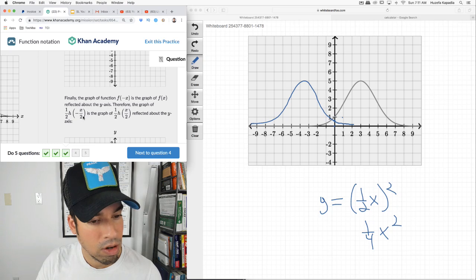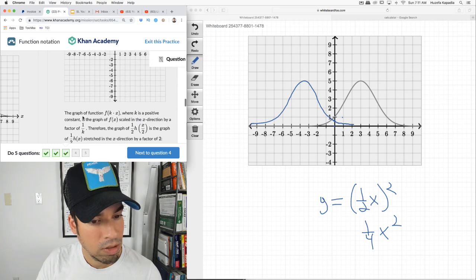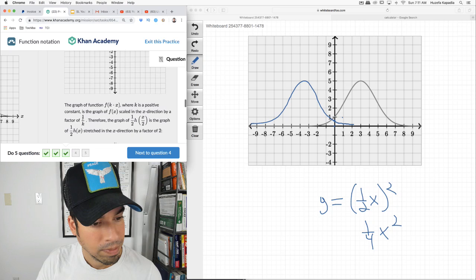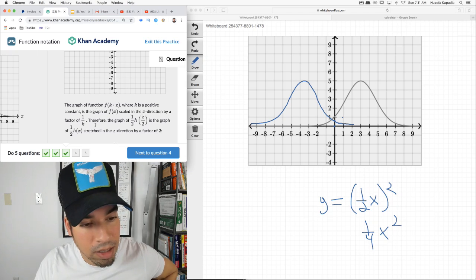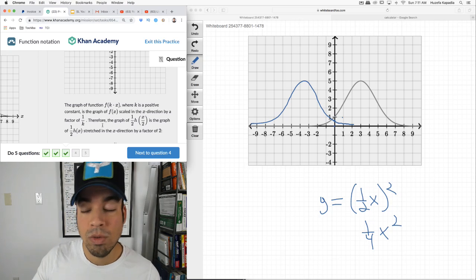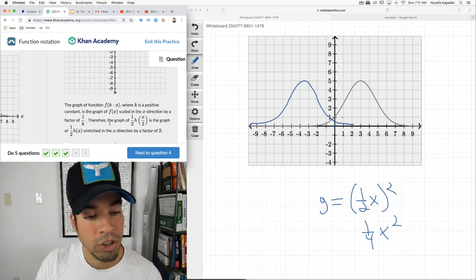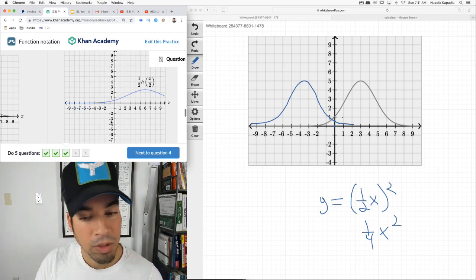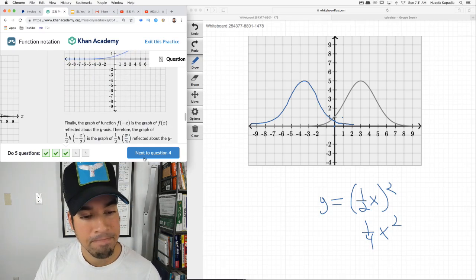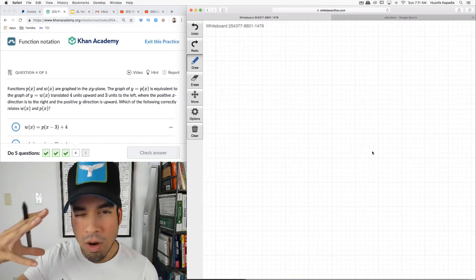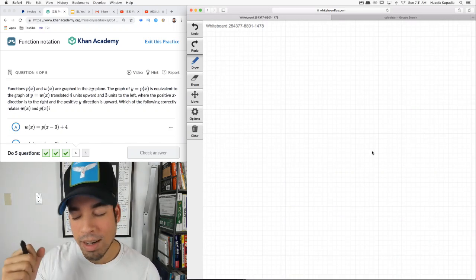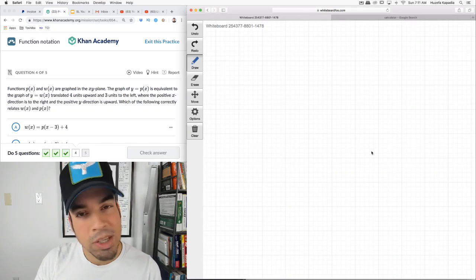Oh, you know what? They don't even talk about that 2. Hold on, let me see if they do anywhere. Oh, here we go. Where k is a positive constant is the graph of f(x) scaled in the x direction by a factor of 1 over k. Yeah, exactly. So it's sort of like two horizontal stretches, both acting on it simultaneously, which is why it gets so flattened out. All right, cool. I didn't have all those transformations completely memorized, but you can figure it out.